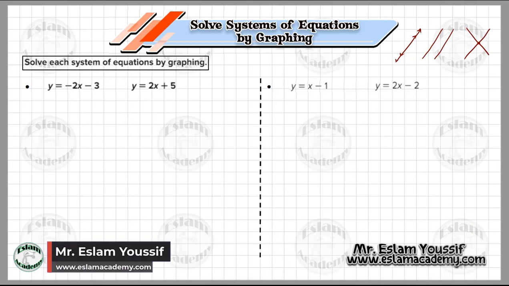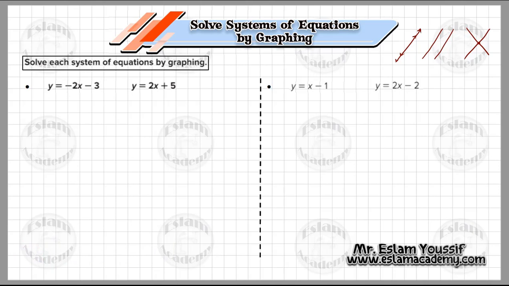So those are the three cases that we have. We have one solution if the two lines intersect at one point. No solution when the two lines are parallel. Infinite number of solutions if the two lines are drawn in the same place. Now how can we graph the lines?